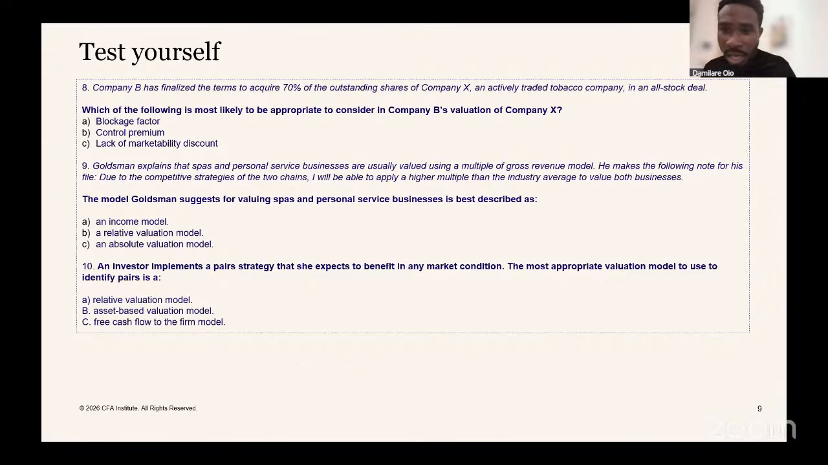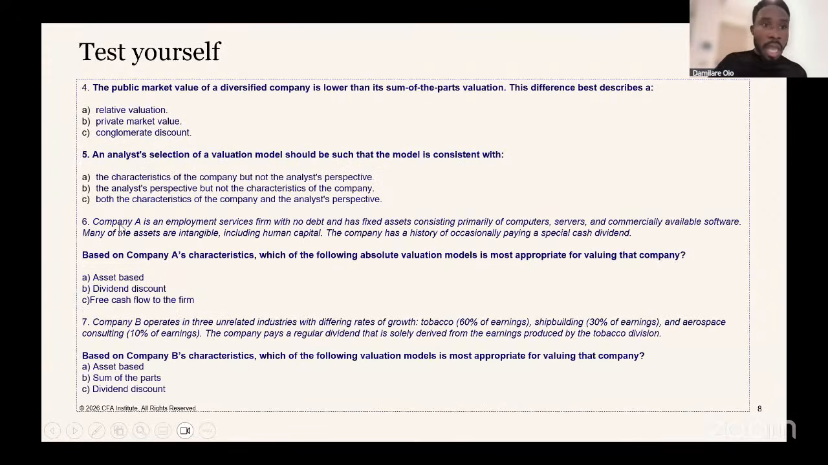TY says, can you explain question 4, please? Sure. Question 4 says, the public market value of a diversified company is lower than its sum of the parts. Let's look at it this way. Let's go back to the question about tobacco. Question 7. Let's use question 7 as an example.